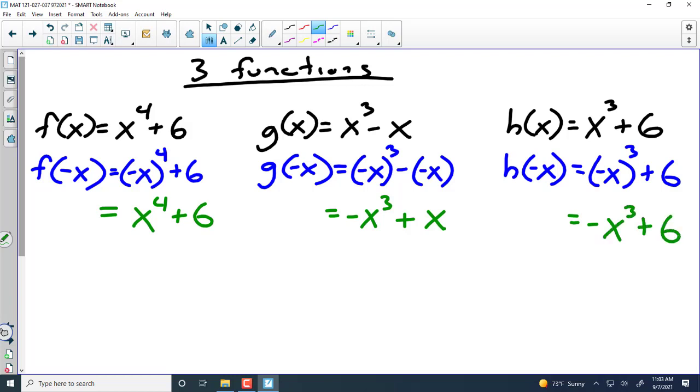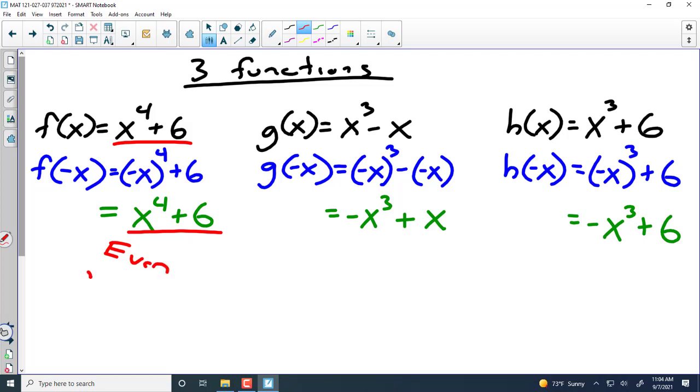So it's really, really helpful to know those tricks for getting rid of the negative signs with the even powers and the odd powers. That's your trick to simplifying. If you don't know how to do that, then simplifying is going to be a nightmare. Now you look at these. This first one here. What do you notice? Is it exactly the same? Nothing changed. That means it's even.